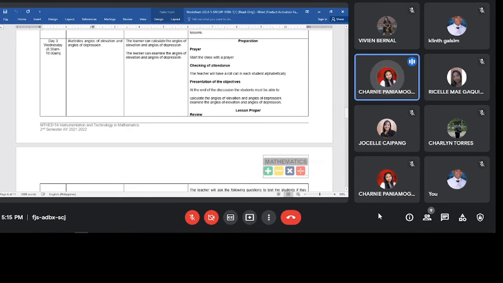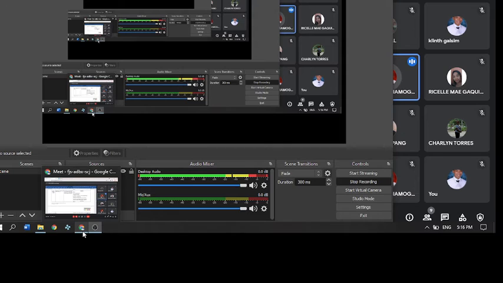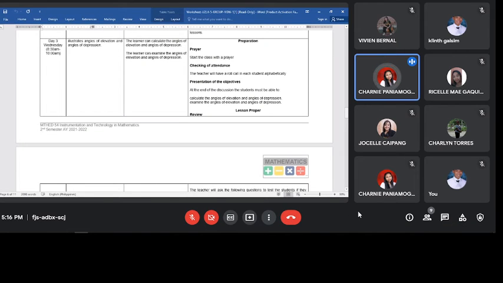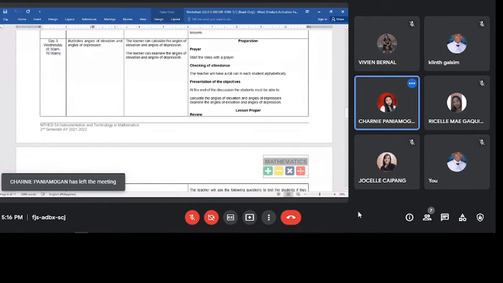The learning competency is illustrate angles of elevation and angles of depression. For the specific daily learning outcomes, the learner can calculate the angles of elevation and angles of depression. Second, the learner can examine the angles of elevation and angles of depression.